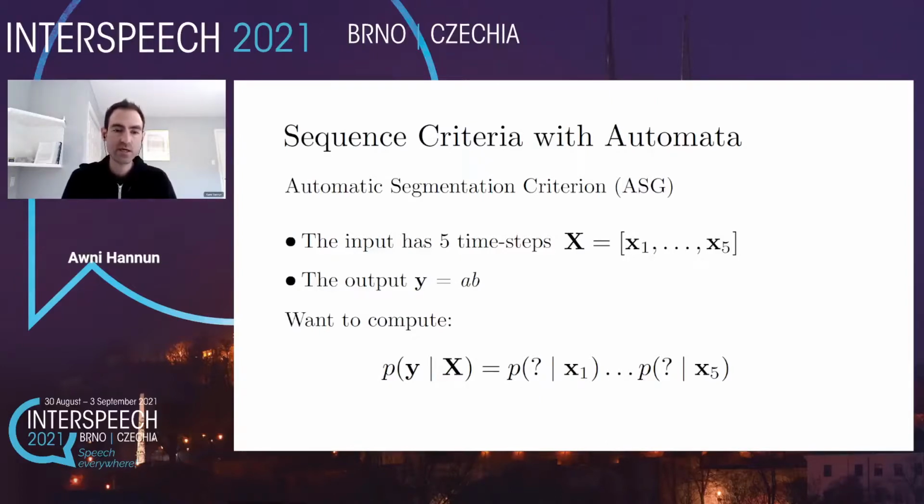And then as a second example, we'll look at connectionist temporal classification. So let's say that we have an input, we'll call it capital X, and it has 5 time steps. So the way to think about this is X could be the speech. It has 5 frames.